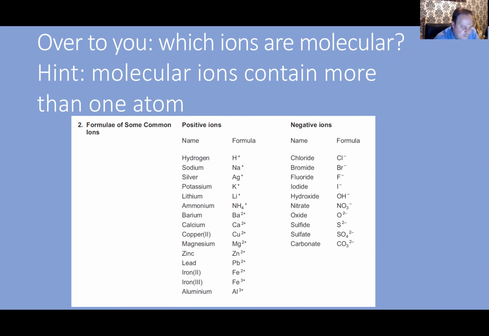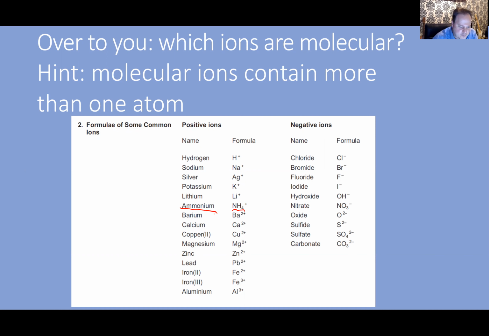Okay, so on the left-hand side, you're looking for ions that contain more than one atom. You're looking for ions that contain more than one capital letter, in effect. And there's actually only one. It's ammonium here, NH4+. That's the only one from the left-hand side that contains more than one.